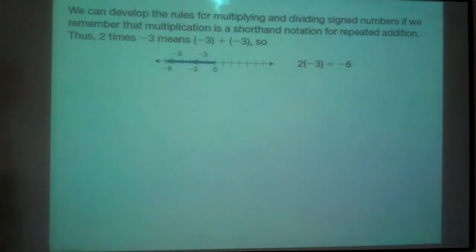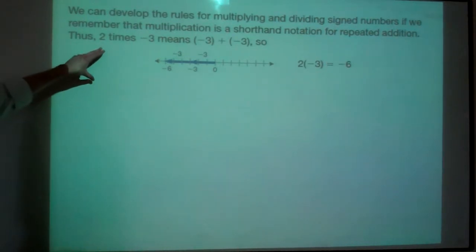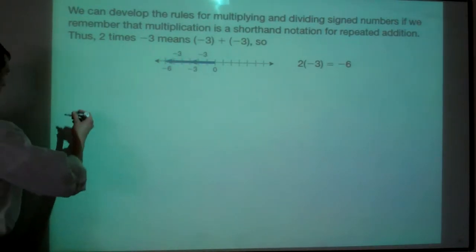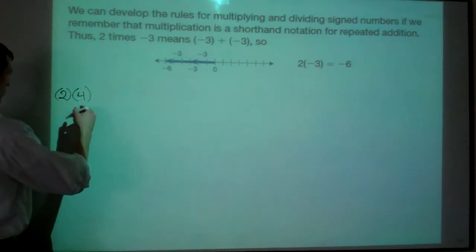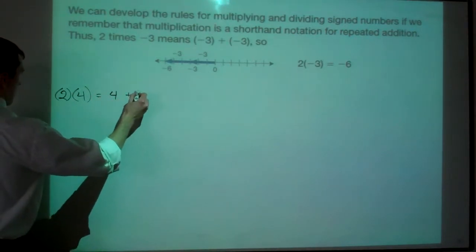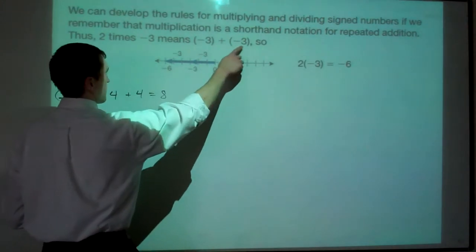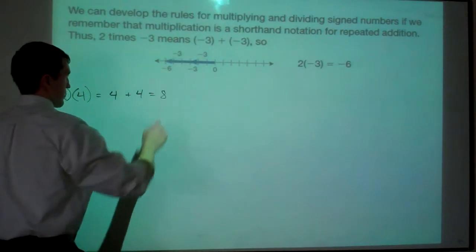Okay, so we can develop the rules for multiplying and dividing signed numbers if we remember that multiplication is a shorthand notation for repeated addition. So 2 times -3 actually means -3 plus -3. Just like 2 times 4 basically says we've got two 4s that we're adding together, 4 plus 4, and that's where we get 8. So 2 times -3 is basically adding two -3's together. So -3 plus another -3 gets us to -6.